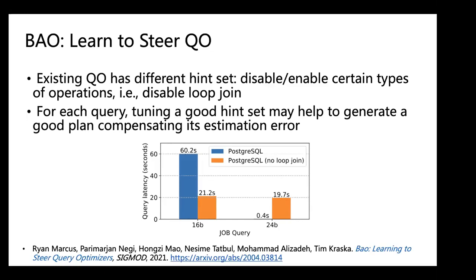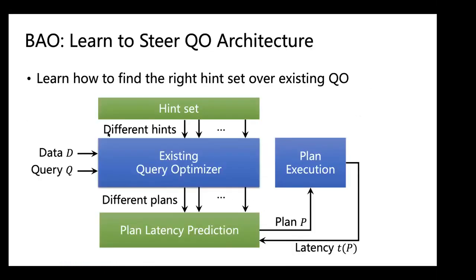So this is the idea of BAO. Here is the architecture of BAO. That is, we have an existing query optimizer, and for data D and a query Q, we have a hint set that has different hints. For each hint, we feed it into the existing query optimizer, and we will have a corresponding plan, and we will have different plans. And we also train a plan latency prediction model that can be used to predict the latency of each plan. Among them, we choose the plan P with minimum estimated time, and we use it for execution. After execution, we also use its latency TP to refine this latency prediction model.